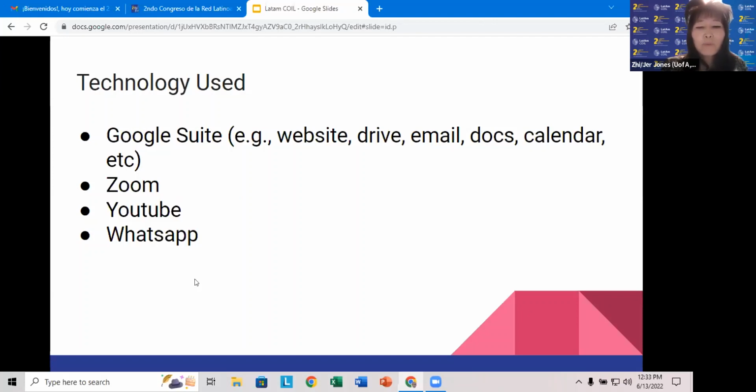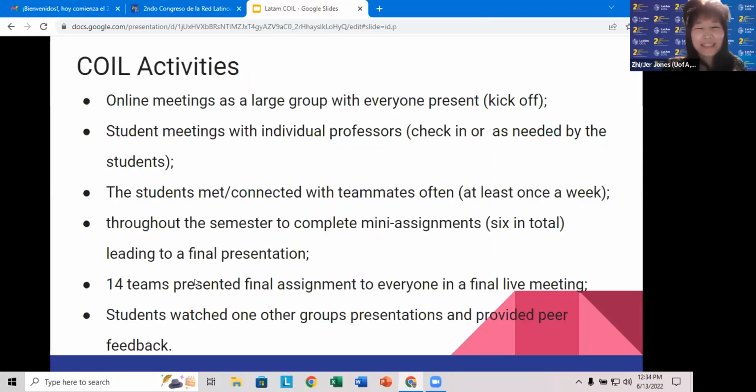Our intercultural team projects were designed with an aim to help the students to develop and refine their intercultural competence in global citizenship, while practicing and polishing their skills in managing an online collaboration. So these are the technological aspects we utilize for our collaboration. I won't read them out loud, it's just all here. Next slide, please, Mary.